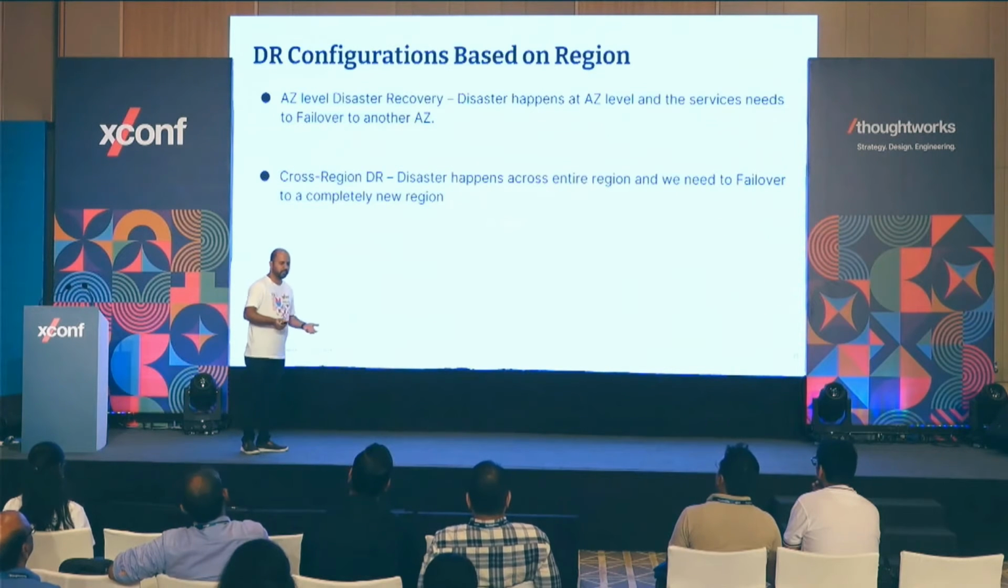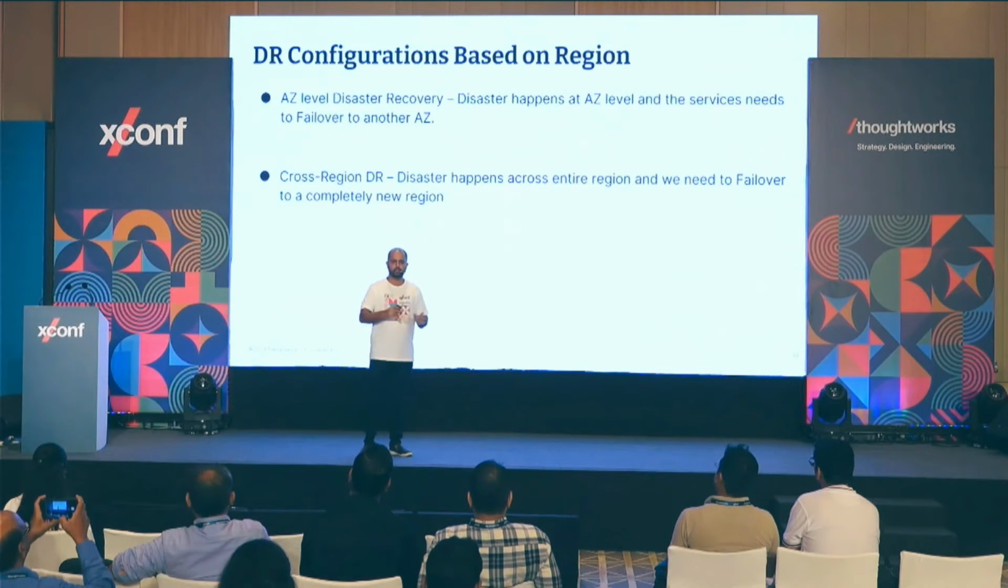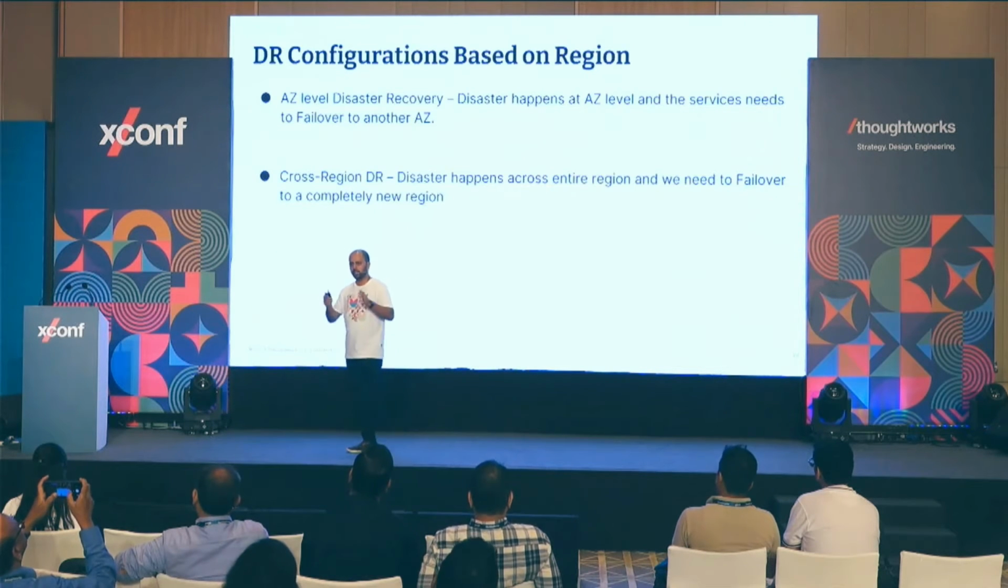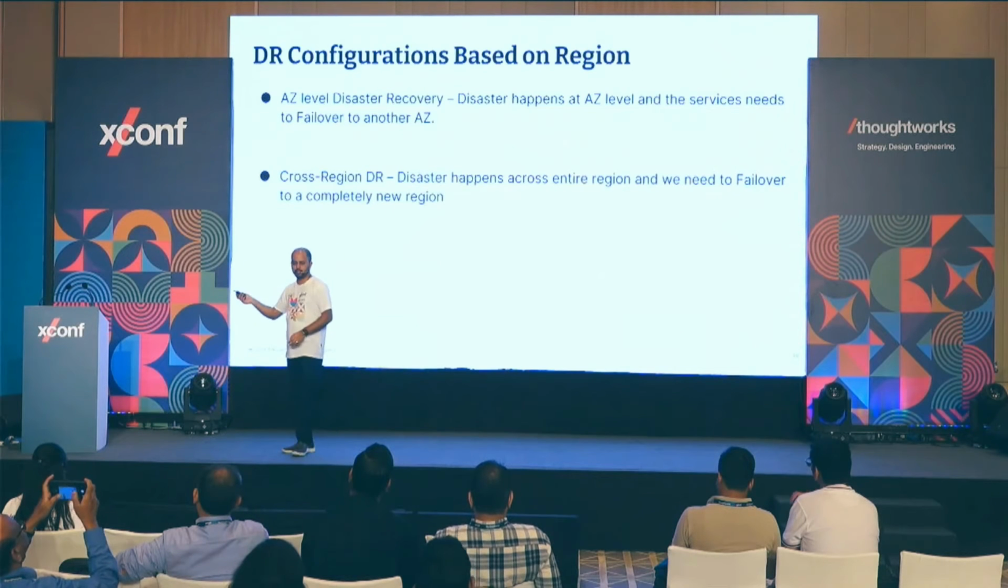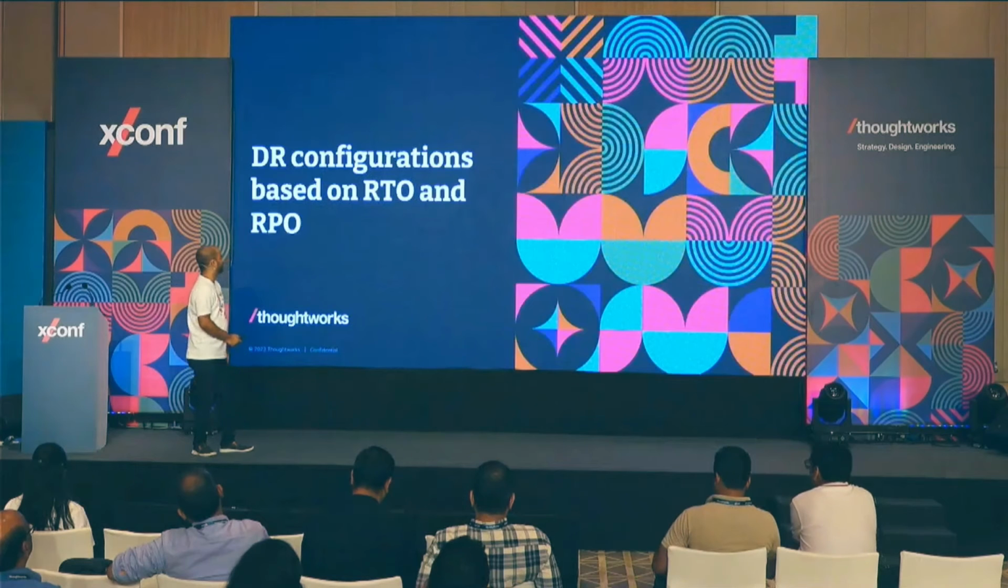All right. So based on region, very simple. At the AZ level, you have your availability zone. Something fails, it goes to the next level. Cross region, the entire region. Mumbai region fails, Hyderabad region is up. As simple as that. I'm just rushing a bit because we have a couple of demos as well.